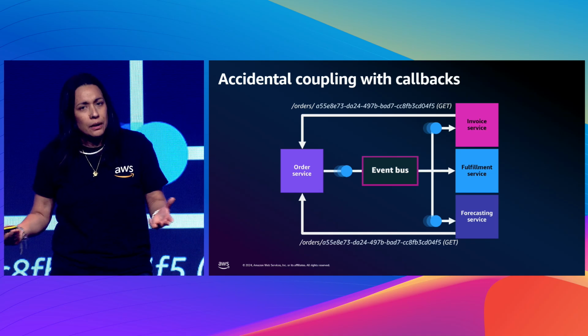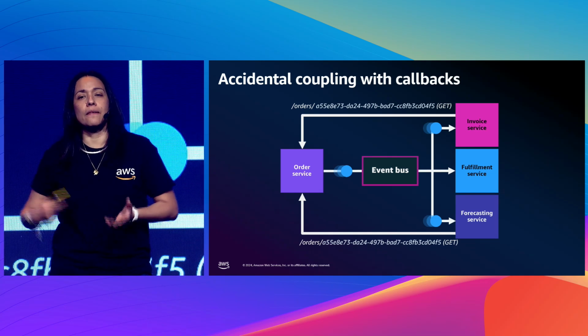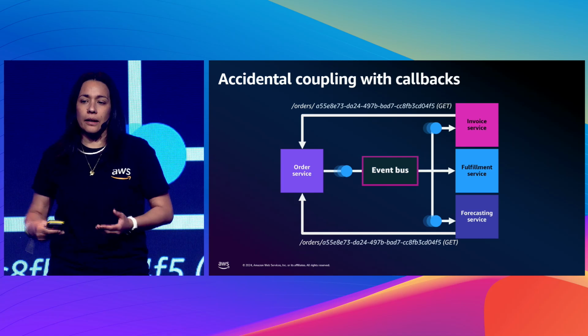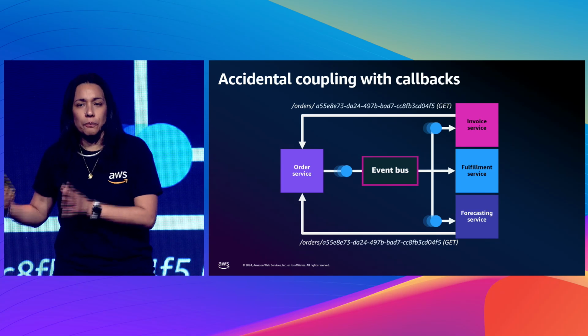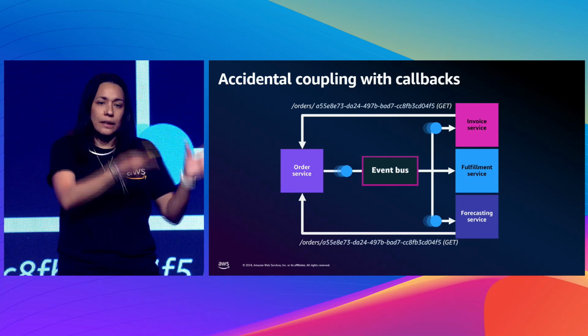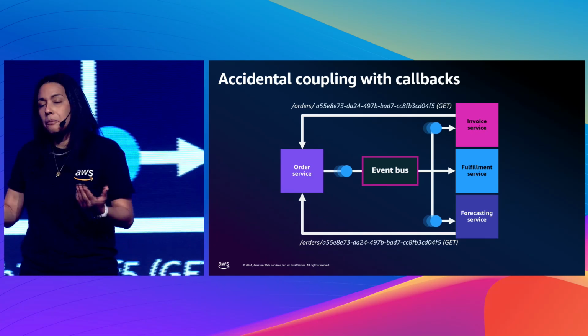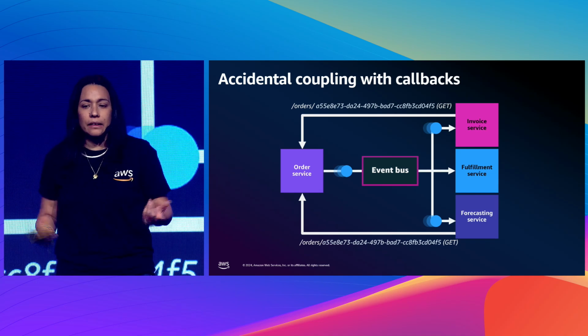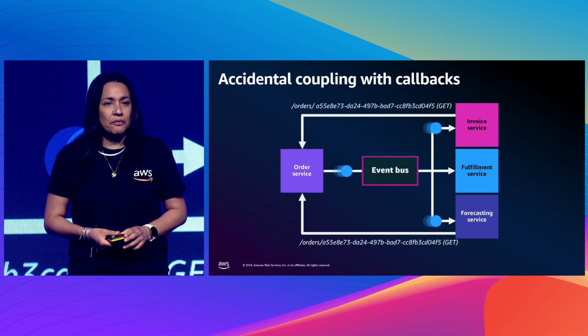And this could be a valid pattern, for example, if you know there will be some delay in processing, and at the moment in which the message gets processed, those consumers really need real-time information from the orders domain. That could be a valid pattern, but the gist here is that you should be mindful of not falling into that accidental coupling via callbacks.